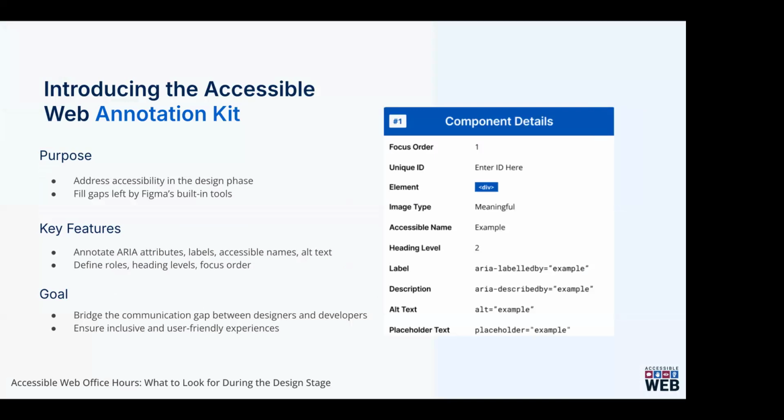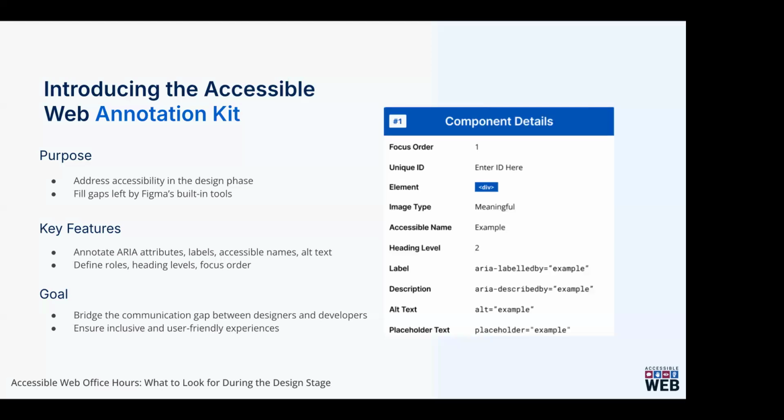Currently, Accessible Web is developing a powerful annotation kit that gives designers the ability to annotate a wide range of accessibility features directly within their Figma designs. This kit is designed to fill the gaps left by Figma's built-in tools, allowing designers to annotate any part of the design that isn't inherently communicated through Figma itself.